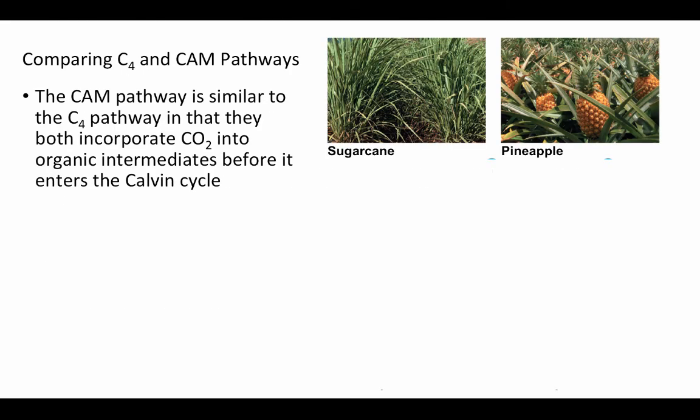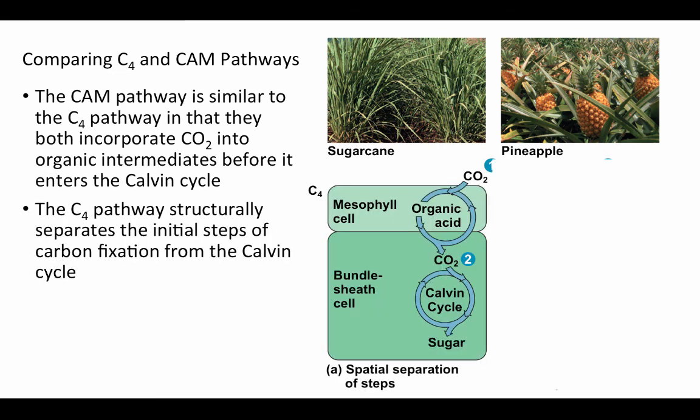So let's do a quick comparison between the C4 and CAM pathways. The CAM pathway is very similar to the C4 pathway. They both use a strategy of incorporating CO2 into organic intermediates before it enters the Calvin cycle. The C4 pathway has these two steps structurally separated, so in separate cells, but happening at the same time. We've got the creation of the intermediate happening in the mesophyll cells, and the release of the carbon in the bundle sheath cells, which is going to go through the Calvin cycle.